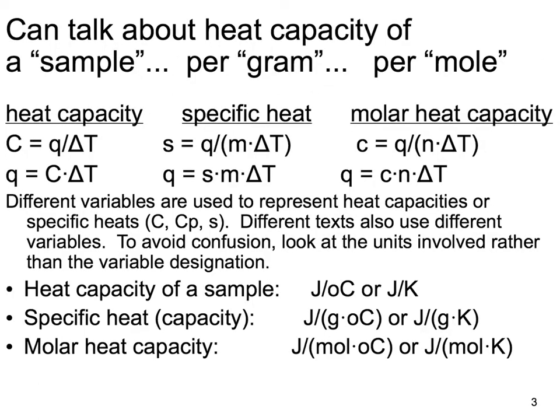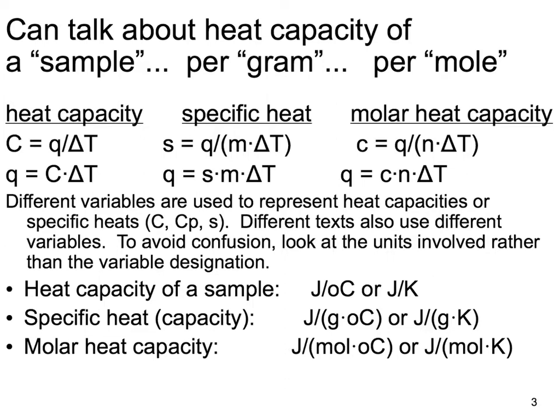The other thing important to note, when we talk about heat capacity of the sample, we can talk about per gram or per mole. So heat capacity, C, is Q over delta T. We can also solve this equation for Q, the heat, is equal to C times delta T. Specific heat gets a little more specific. So we're looking at specific heat, S, being equal to Q over the mass times delta T. So the specific heat is dependent on the mass, where heat capacity is not. We can rearrange this equation to solve for Q and make it S times M times delta T.